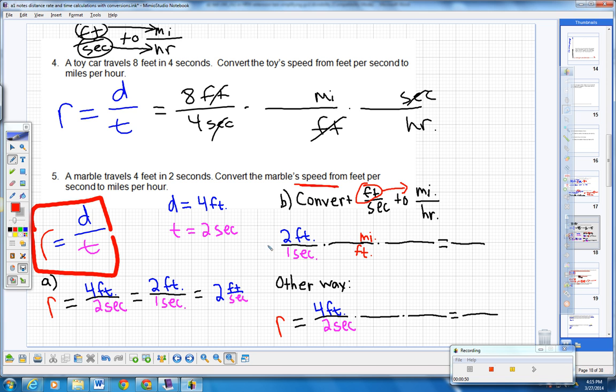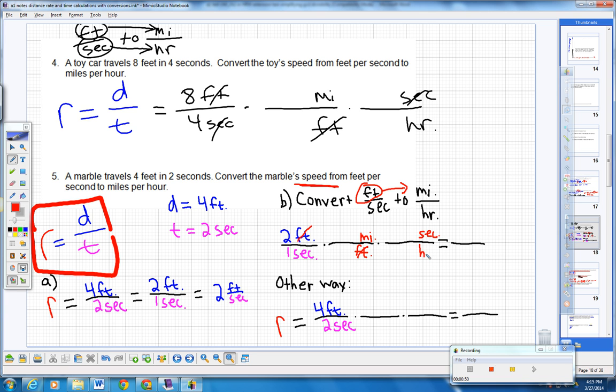And then, once I cancel out the feet, what do I want to convert? I want to convert seconds. What do I want to convert seconds to? Seconds to hours, right there. It tells me, because I set up my problem. So I want to cancel seconds. I would put seconds in the numerator, and then hours in the denominator.